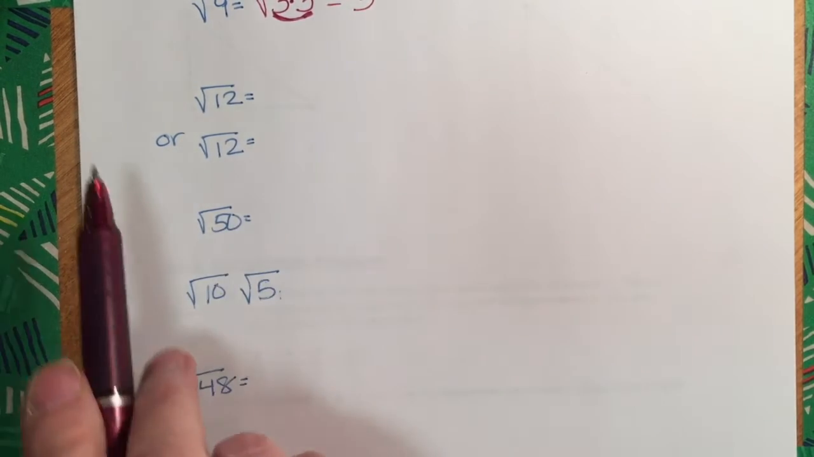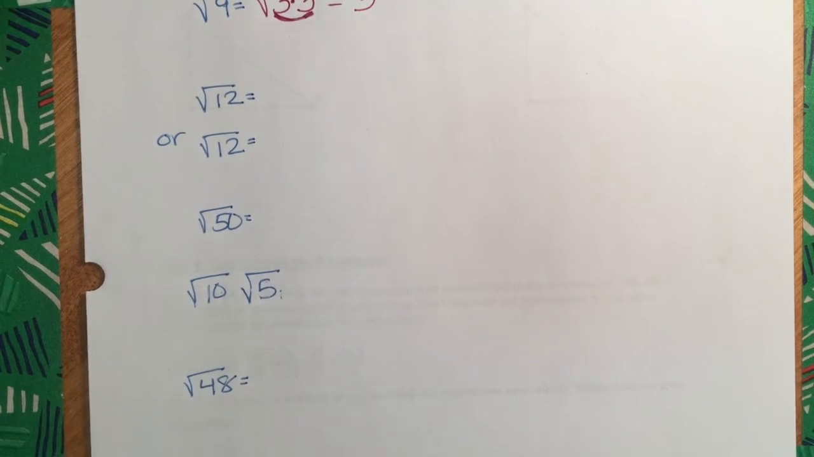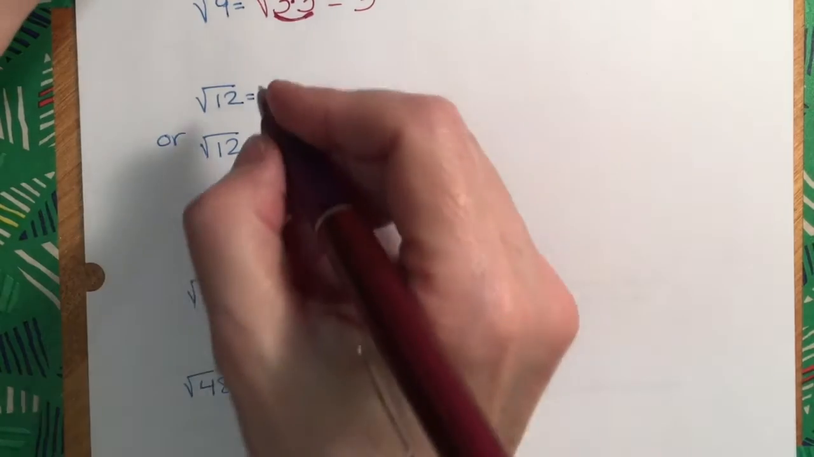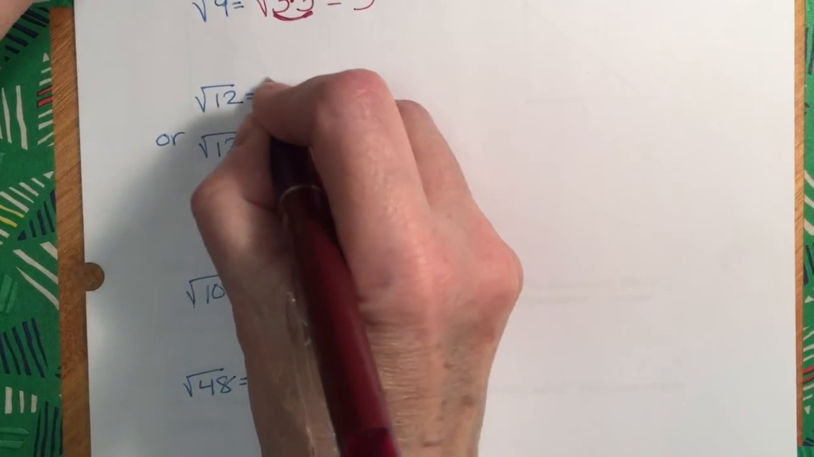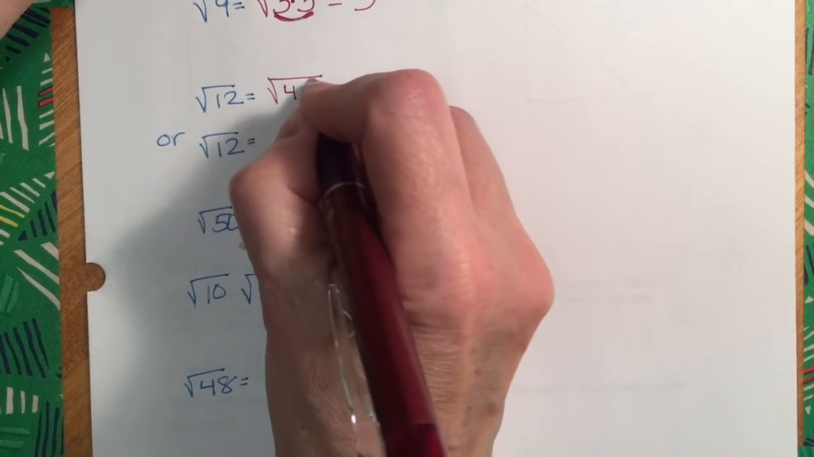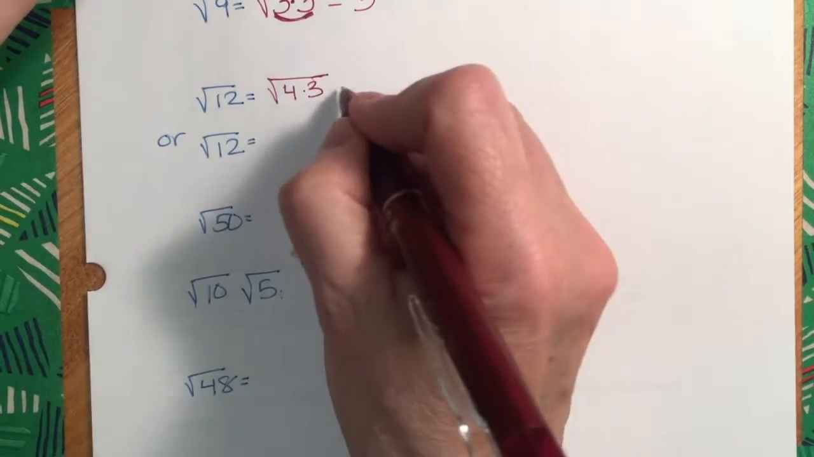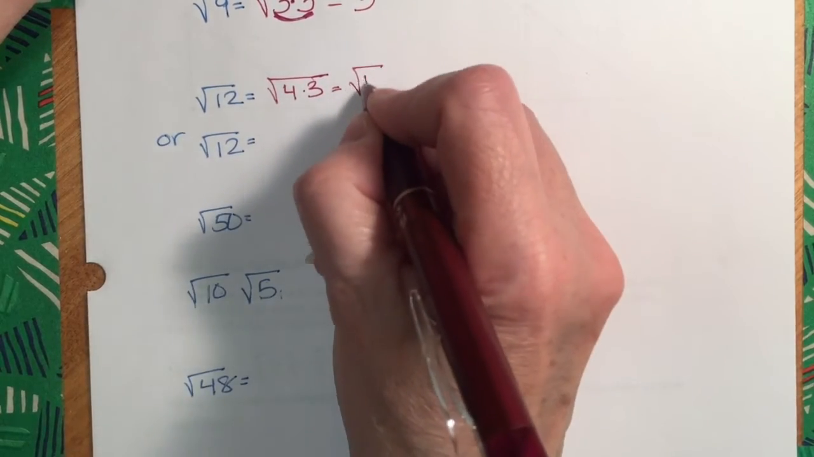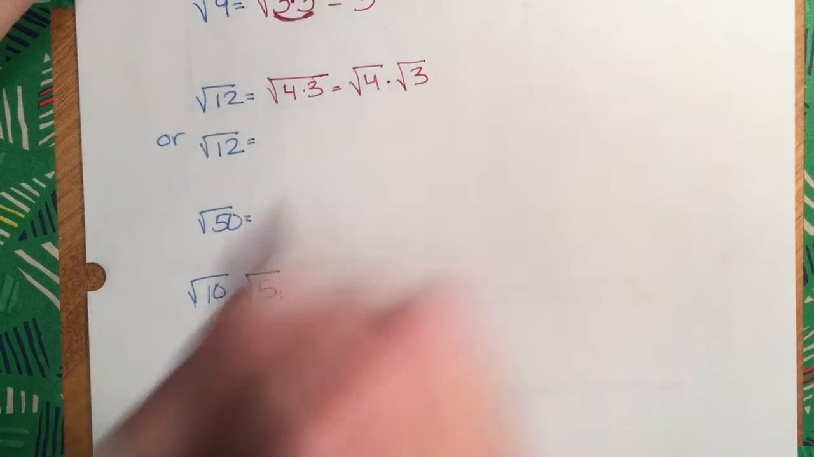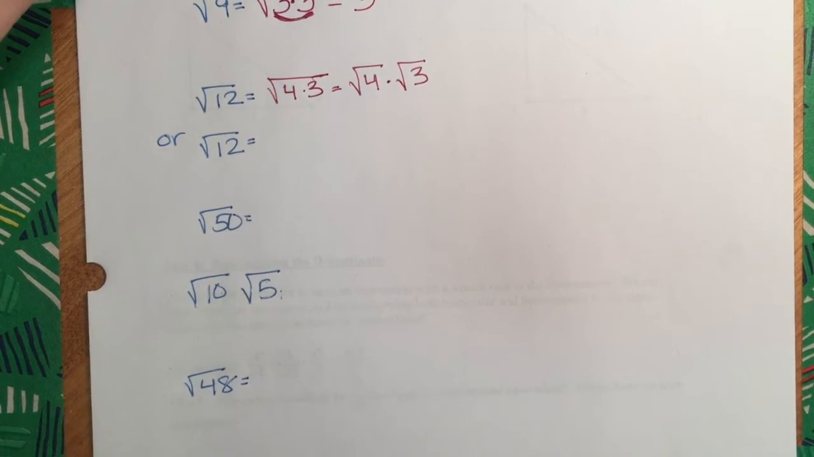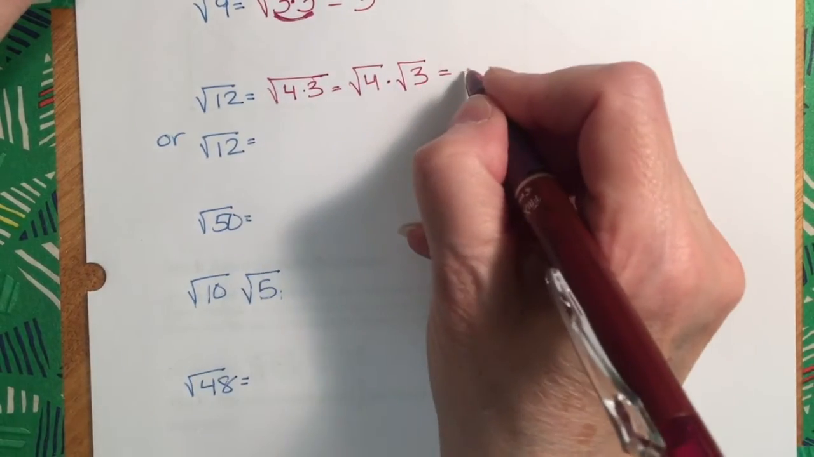So look what happens with the square root of 12. What can we do with the square root of 12? Well, we can say that that's the square root of 4 times 3, which is 12, right? And we just figured out that we can break that up into 2 pieces. Square root of 4 times the square root of 3. And we know the square root of 4 is 2.